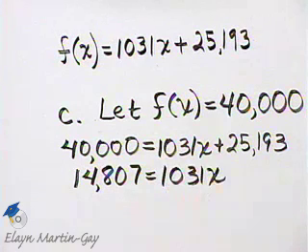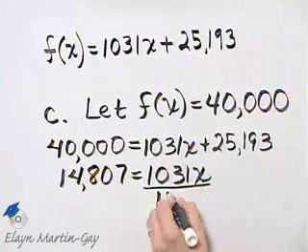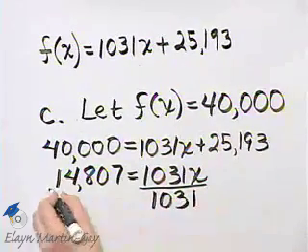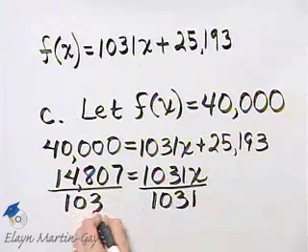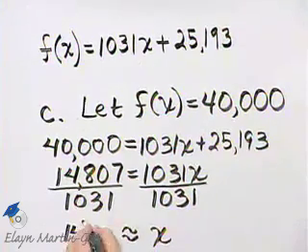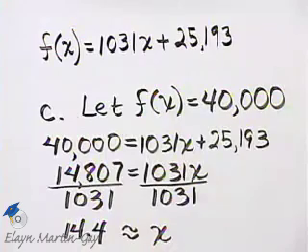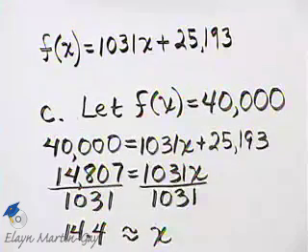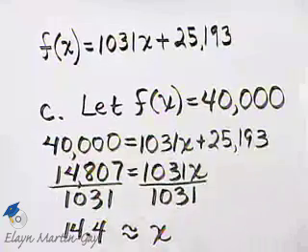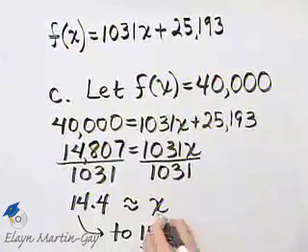Then how do I finish solving for x? I divide both sides by the coefficient of x, 1,031. We will be approximating, it's approximately 14.4, but remember we're interested in the first whole year, so we will round up, we will round to 15. Now, what does that stand for?